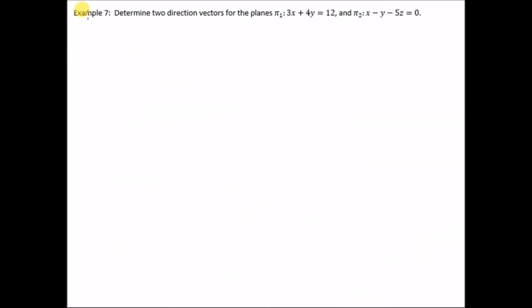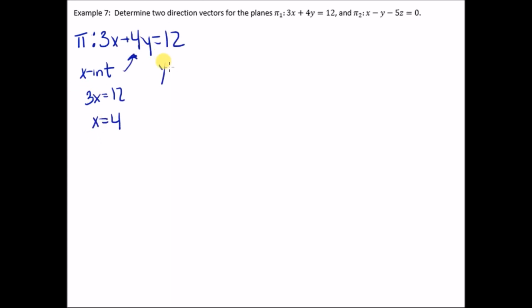Example 7 is a little bit different. Determine 2 direction vectors for these 2 planes. Okay, so let's take plane 1 and determine 2 direction vectors for this one. So we only have x and y, so let's go ahead and just solve for the x-intercept. So we have 3x equals 12 or x equals 4. And all I did is just skip the part where we subbed 0 in for y. Okay, and now let's solve for the y-intercept, where we sub zero in for x. We get 4y equals 12, so y equals 3.